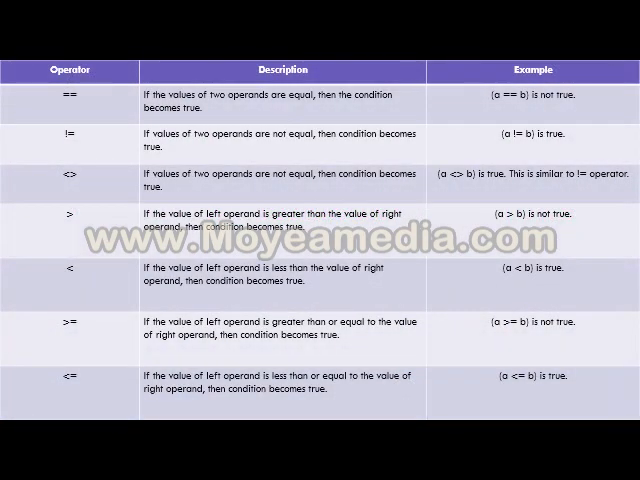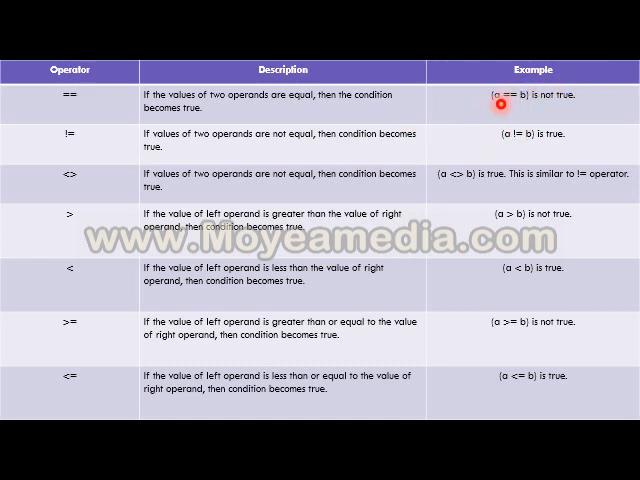There are basically 7 Python comparison operators. We will see them one by one. First of all comes the equal operator. If the values of the two operands are equal, then the condition becomes true. That is, if 10 equals 20, then it is true. But here 10 is not equal to 20, so the value will return false.